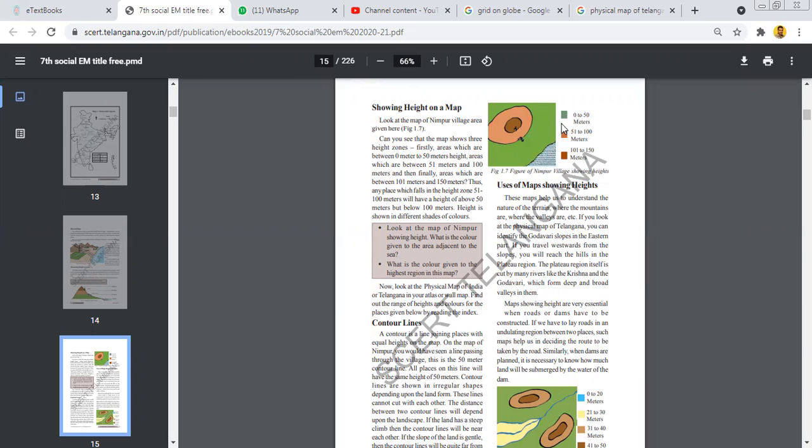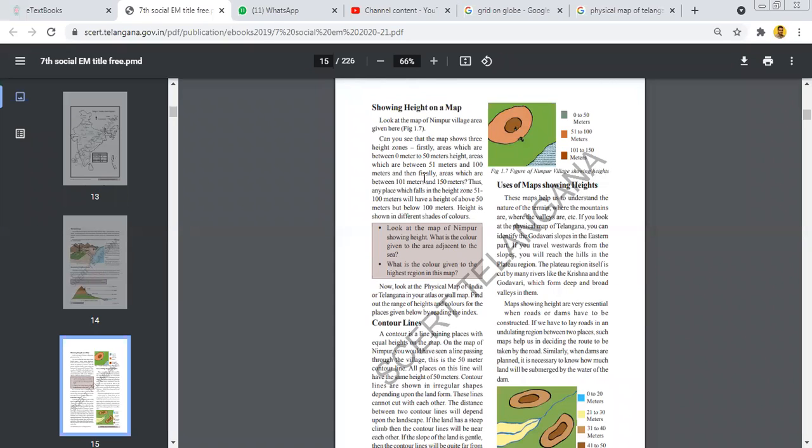So here we are using 3 circles. Every circle is shaded with a different color. This green color shows the height of the land is 0 to 50 meters from the sea level. Another color is 51 to 100 meters. Last, the one in the middle, brown color, shows the height of the land is 101 meters to 150 meters. Like that, we use shades or colors to show the heights of the places on the map.